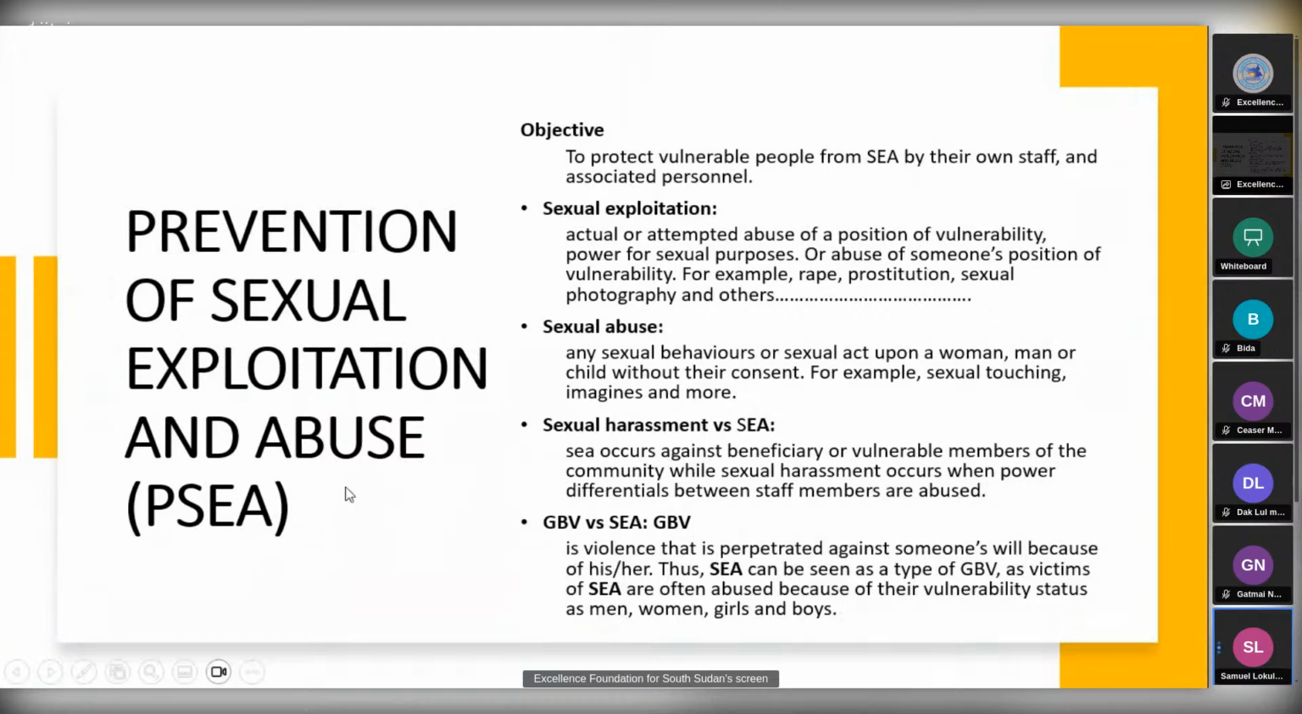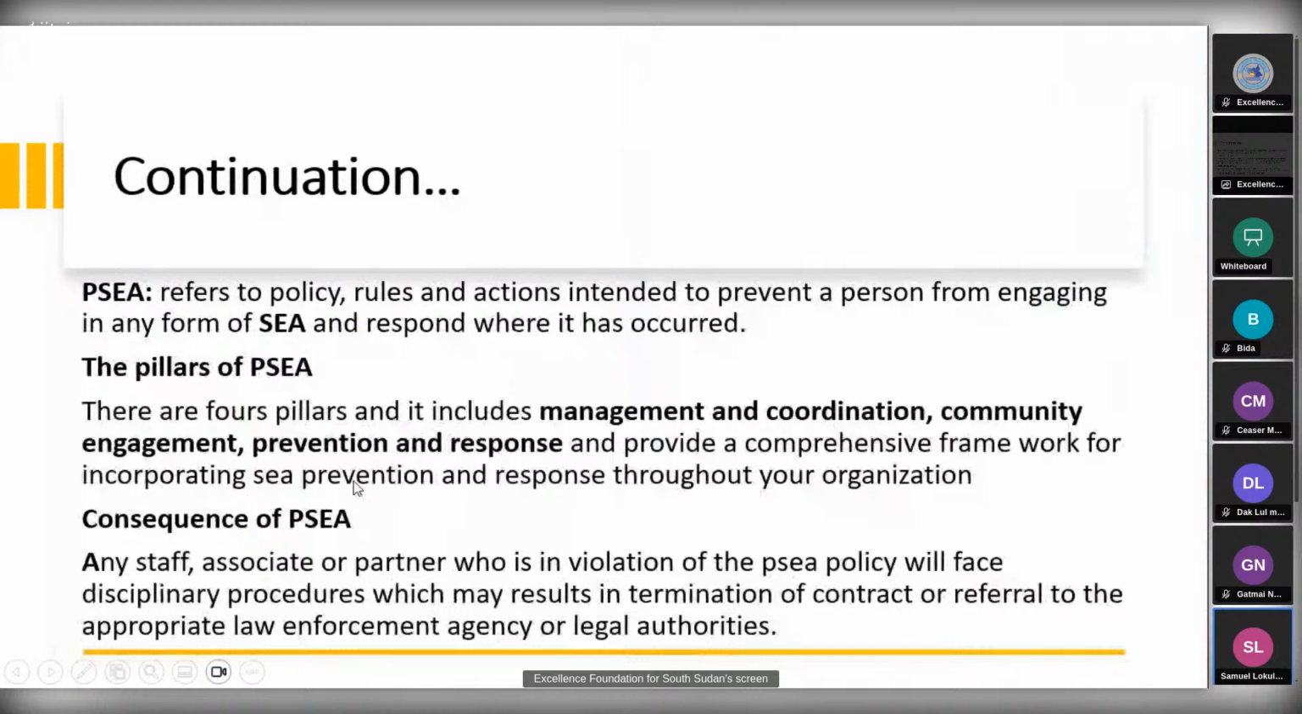Yes, we can move to the next slide. We say SEA refers to policy, rules and actions intended to prevent a person from engaging in any form of SEA.